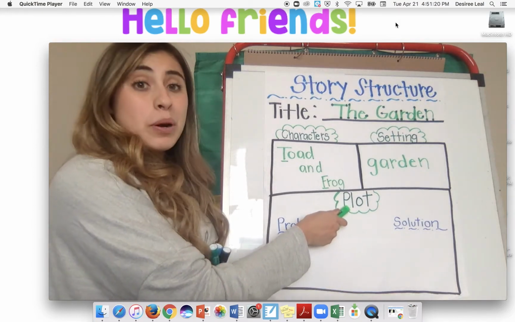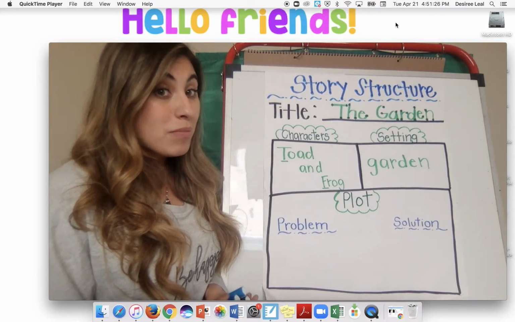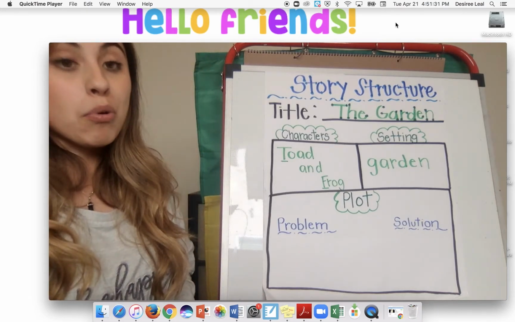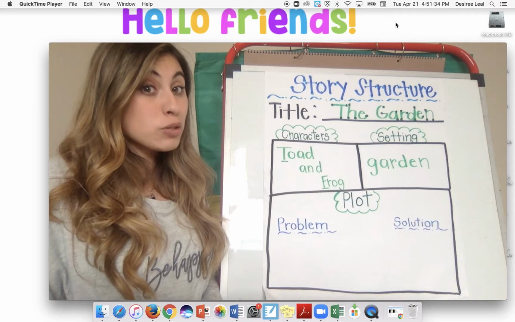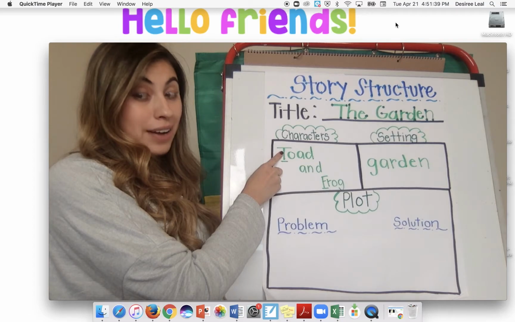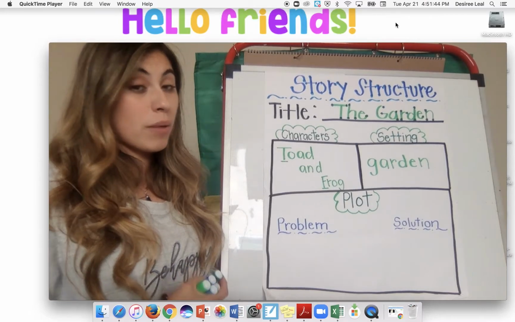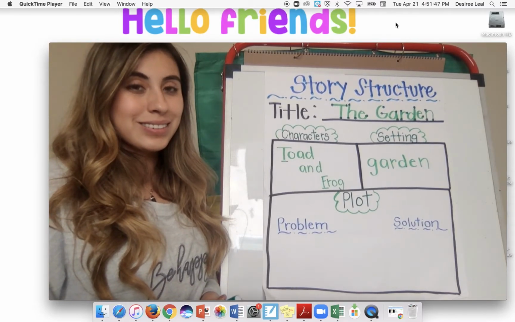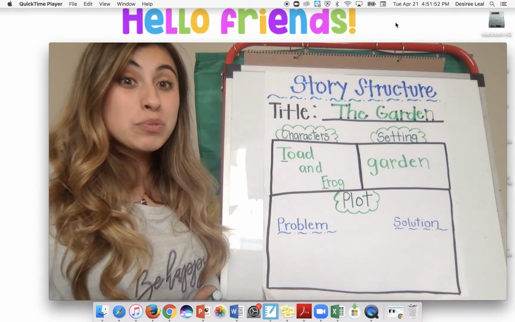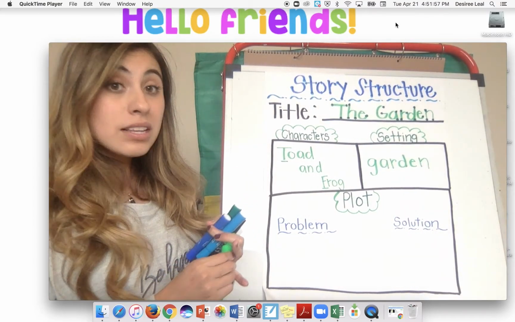Now, this is the important part here. Our plot. So, one of our characters had a problem. Remember that. And the problem, I want you to think about, what was that character's problem? Okay? What was Toad's problem? Frog didn't have a problem. It was Toad that had the problem, correct? Toad had a problem. I want you to tell somebody next to you or tell yourself, what was Toad's problem? Yes, Toad's problem was that his seeds would not grow, right? His seeds would not grow.